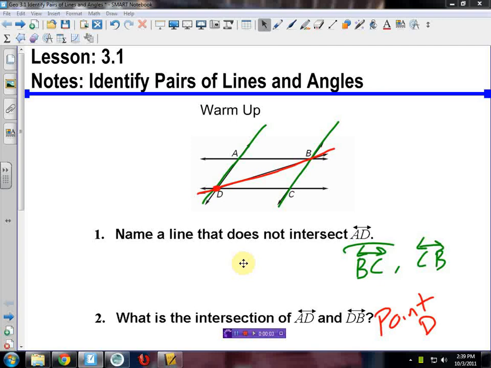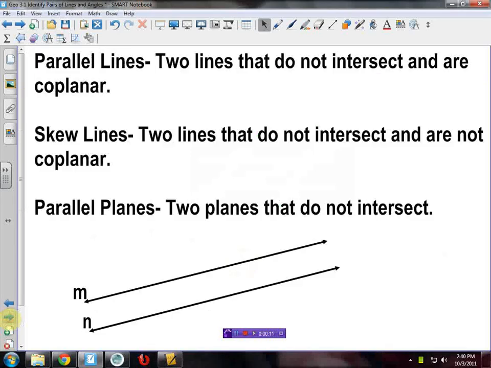All right, so we're on lesson 3.1 for the geometry. We just got done with our warm-up. We're going to do some notes. We're going to talk about some stuff that we have known from before and hopefully add a couple things in there that you don't know.